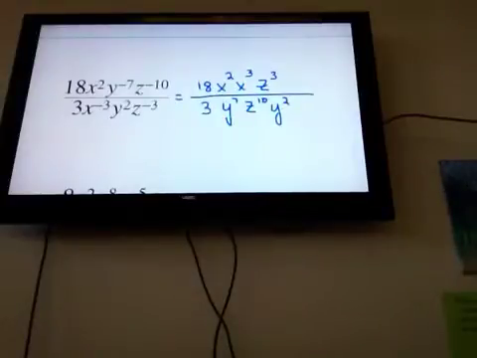Now simplify. Does it matter what order they're in? No. Okay, so now we're going to simplify one thing at a time. Let's first do our coefficients. 18 over 3, that divides evenly, nicely. 18 divided by 3 is 6.